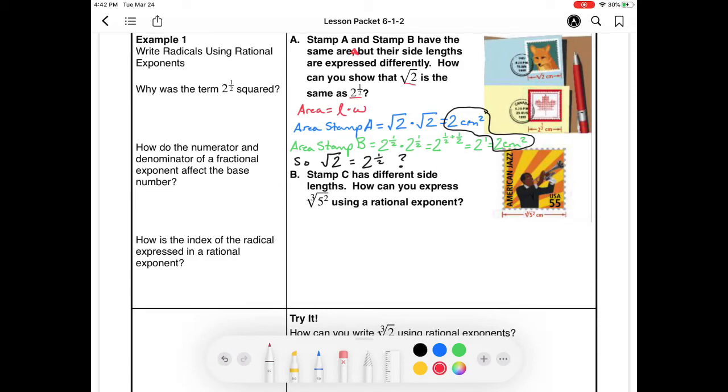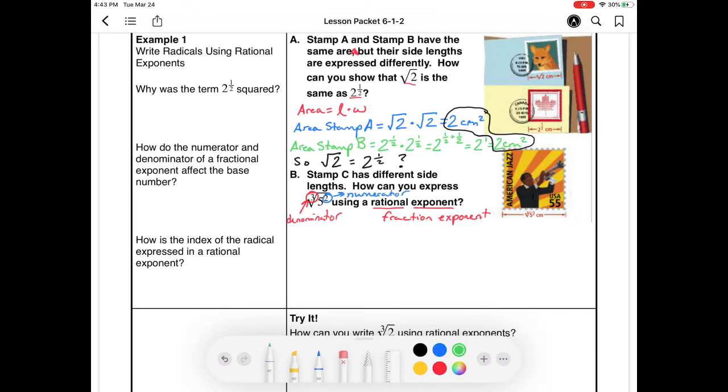So now let's look at part B. Stamp C has a different side length. Can you express the cubed root of 5 squared using a rational exponent? When we're talking about a rational exponent, what we're talking about is an exponent that is a fraction. So there's a certain structure that we use to figure out this fraction exponent. The number on the outside of the radical sign is going to be the denominator of the fraction exponent. The number or the exponent on the inside of the radical is going to be the numerator of our fraction exponent.